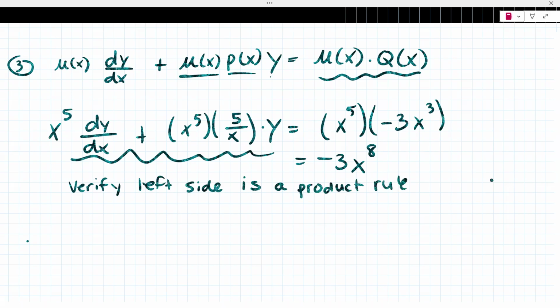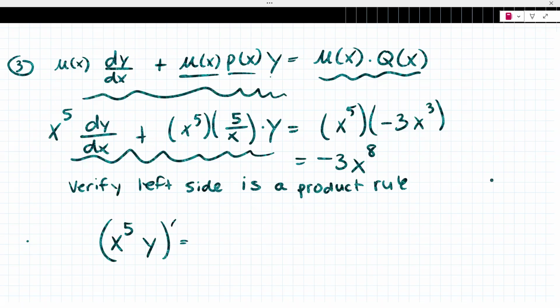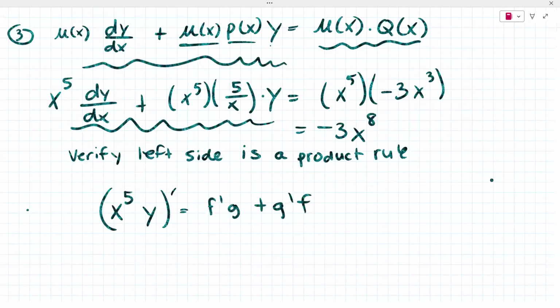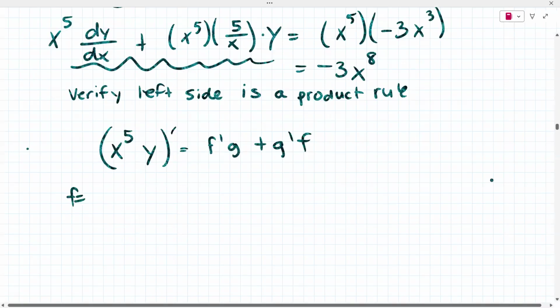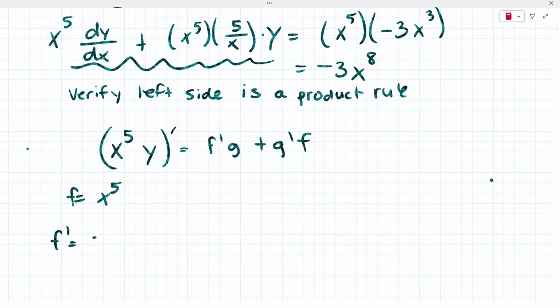Okay, so what I mean is, if you take the derivative of x^5 times y, it gives you the product rule. You have to use the product rule, and does it expand to this? I think so. What is the product rule? f prime of g plus g prime of f. So my f is x^5, my f prime is 5x^4, my g is y, my g prime is dy/dx.